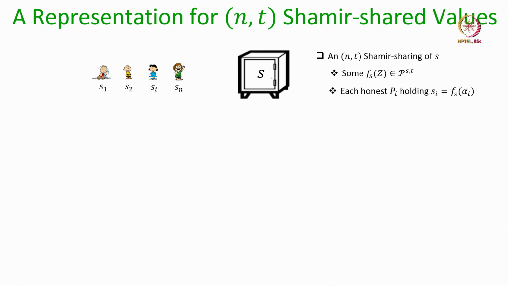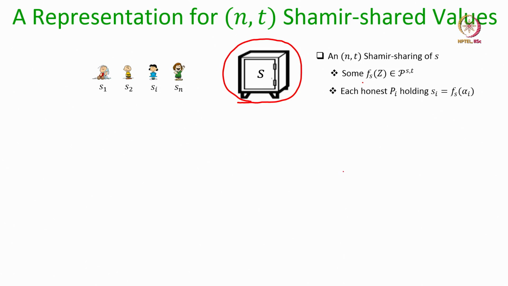Shamir secret shared values. So, imagine there is a value S from the field which is secret shared as per the Shamir secret sharing scheme through a T degree polynomial, with every party holding a share for this secret. That means there exists some T degree polynomial whose constant term is S, and ith party holds the value of the Shamir sharing polynomial at alpha I. If that is the setting, then to represent that setting I will use this box representation.